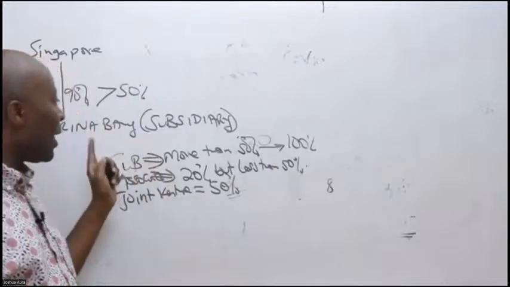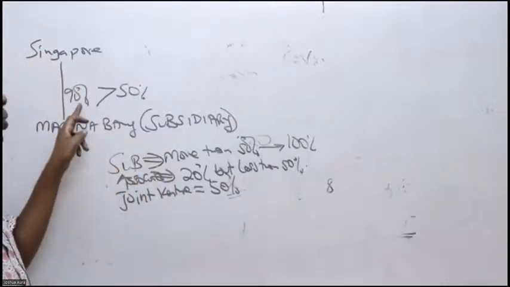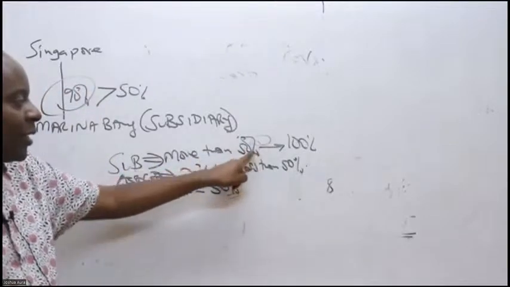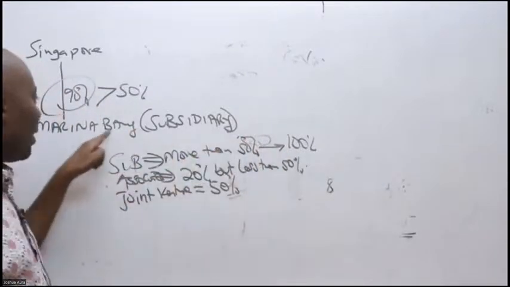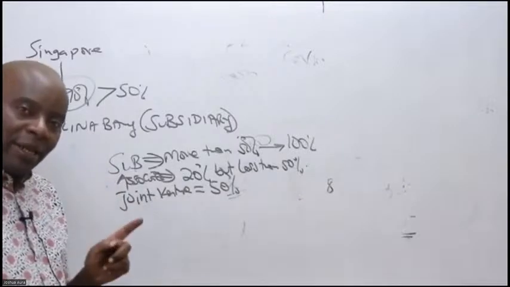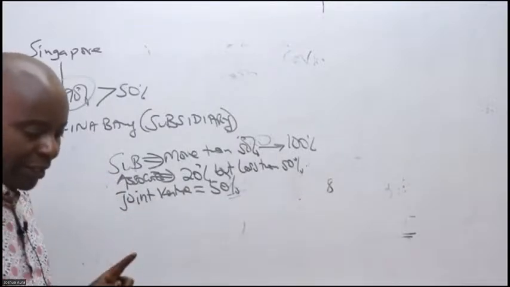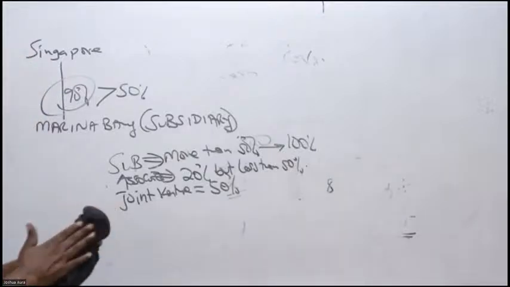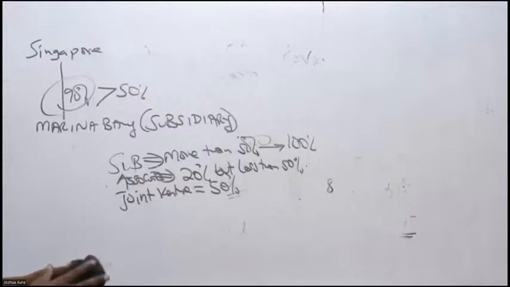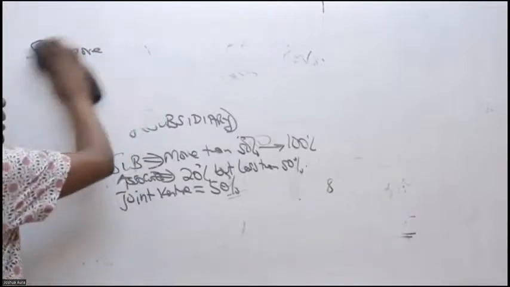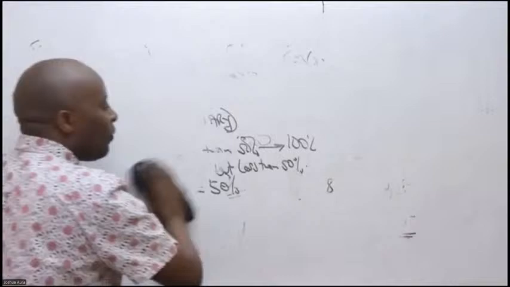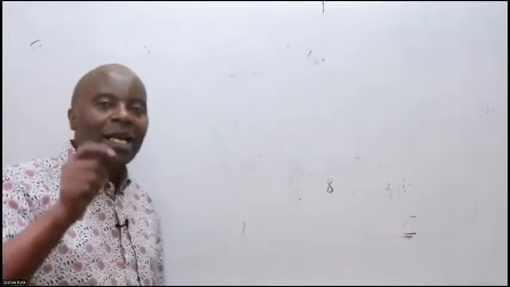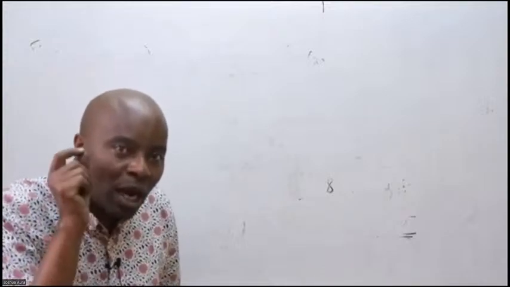In this case, we are in agreement that Marina Bay, because we happen to have 90%, where does 90% fall? In between here. So it means that Marina Bay is a subsidiary. Great. We have been able to see that Marina Bay is our subsidiary. Now, listen to me very well. Once you know you have a subsidiary, what you're going to do is understand the net assets of your company.